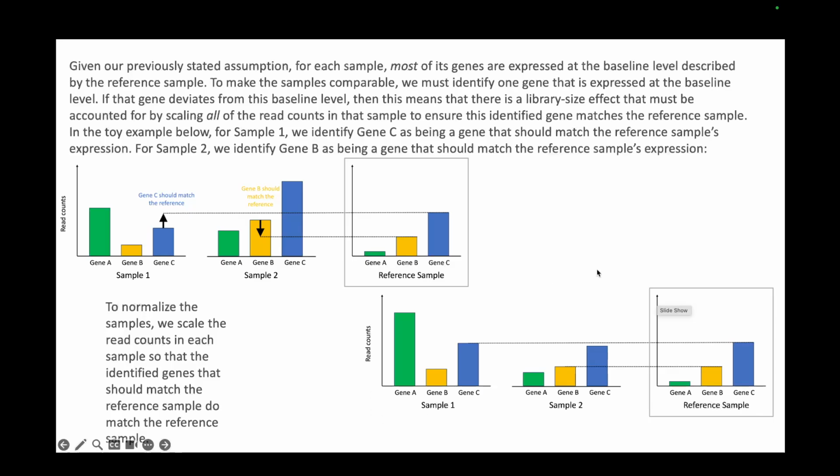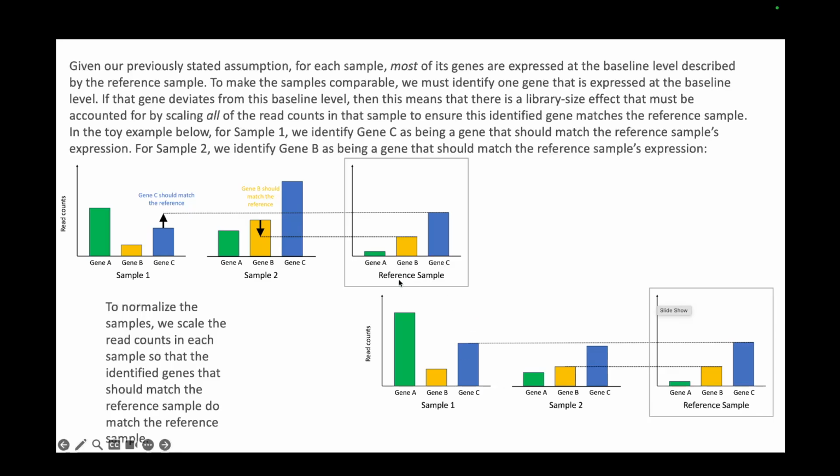So this is how it would look. If you compare gene C here, you have scaled it up a little bit, and with that you have scaled gene B and gene A up as well. In the second case, gene B has been scaled down a little bit, so gene C and gene A have also been scaled down. So there is a reference sample which you are using to compare two different other samples.